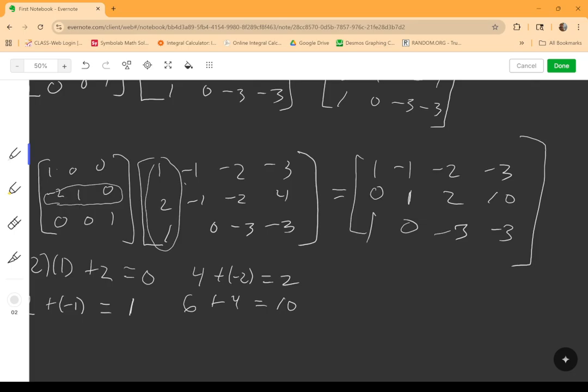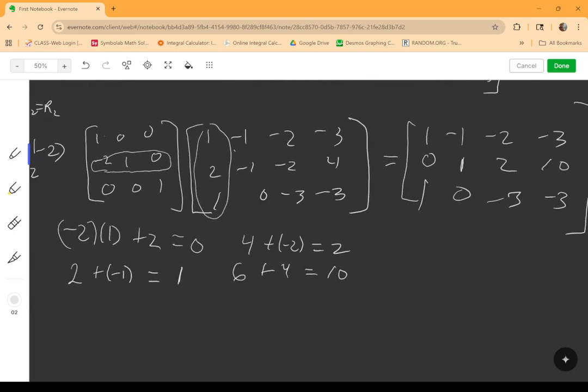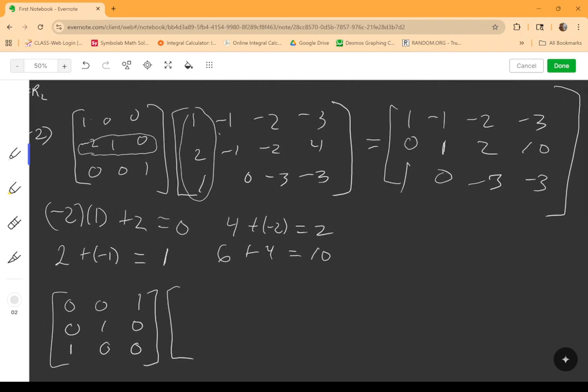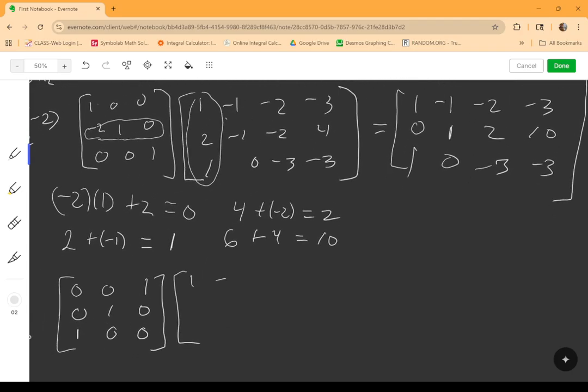All right, so let's do one more. Let's just swap row 1 and row 3. If we want to swap row 1 and row 3, the corresponding elementary matrix would be this. All right, and now let's look at what happened as we start to multiply here.